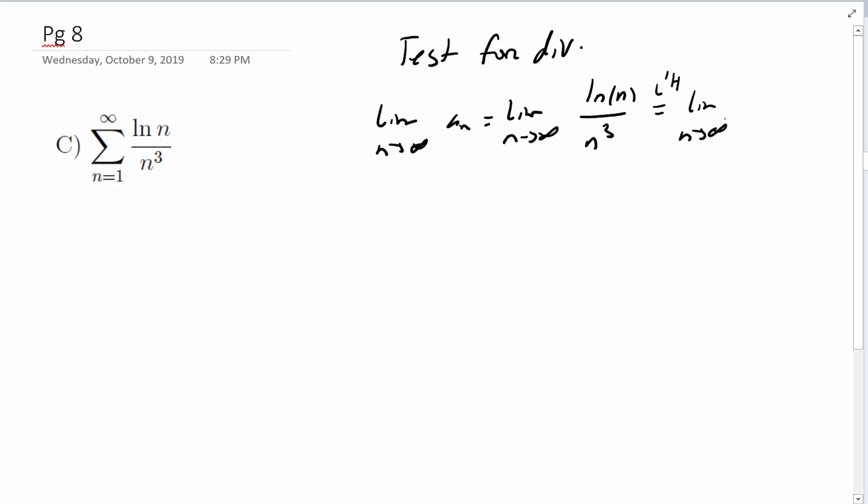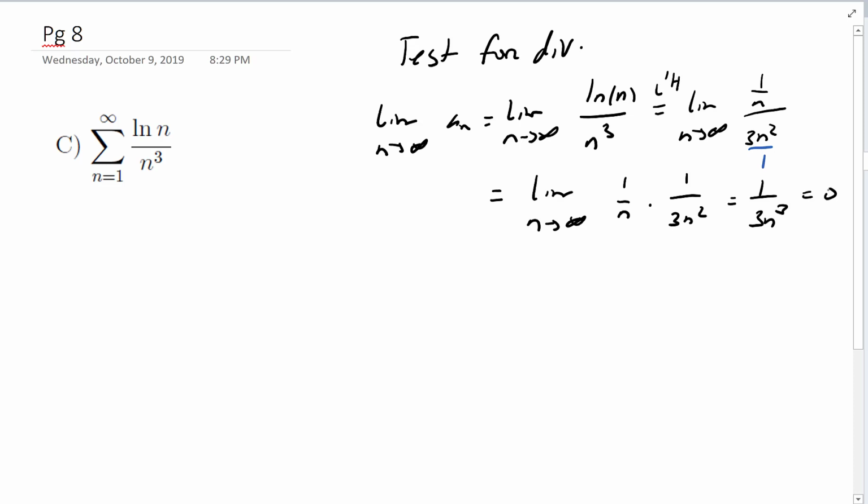So L'Hopital's: derivative of the top, which is 1 over n. Derivative of the bottom is 3n squared. We think of that as over 1, so you flip and multiply. And you get an answer of 0. So for the test for divergence, our conclusion is that it may or may not converge. And that's all we know.